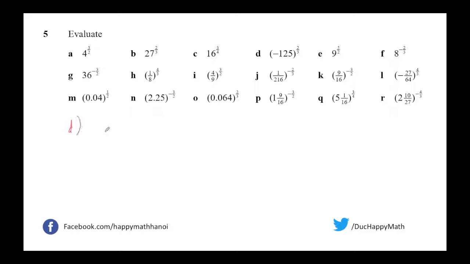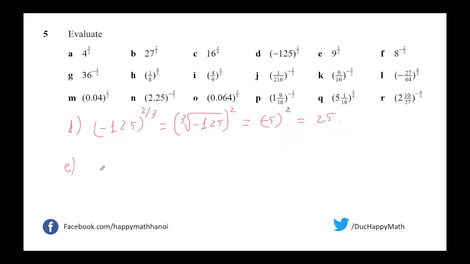Next, (-125)^(2/3). You take the cube root of -125 and the square outside. The cube root of -125 is -5, and you take the square, which is 25.